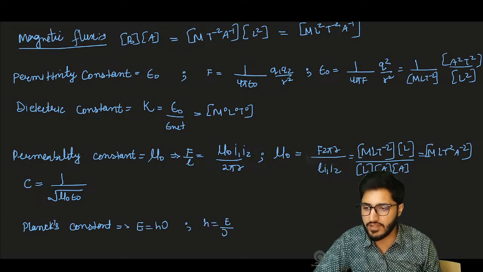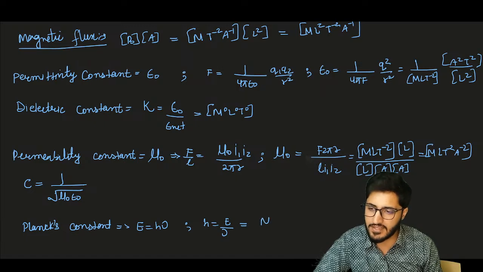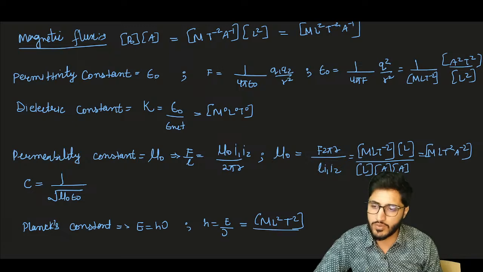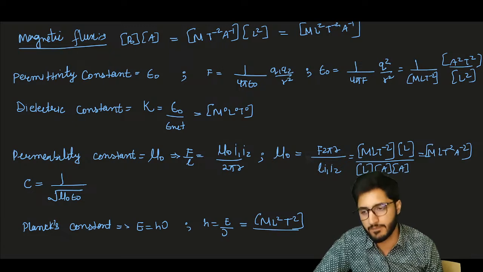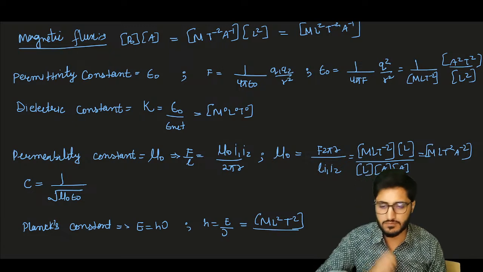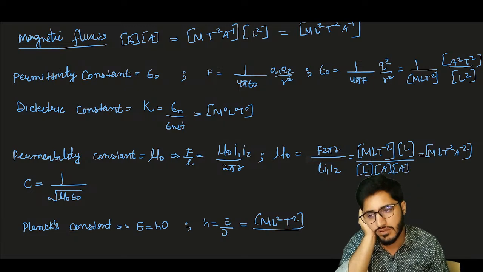Nu is a frequency. What is E? It is energy. It is ML²T⁻². Nu is a frequency. What is frequency? It is 1 by time. So it is time inverse. So I can write it as ML²T⁻¹.